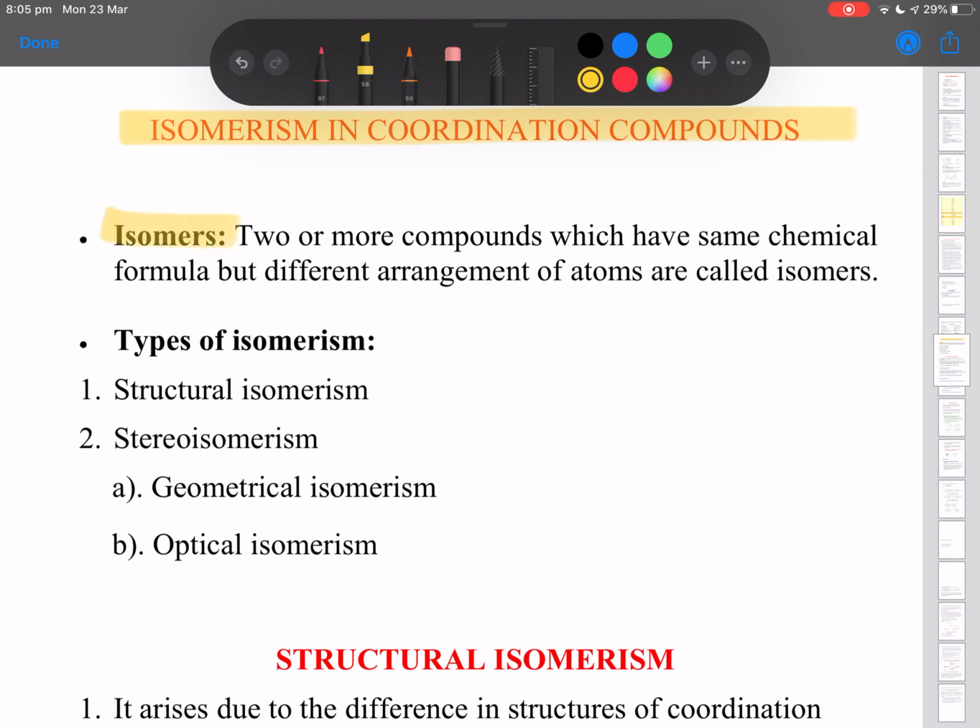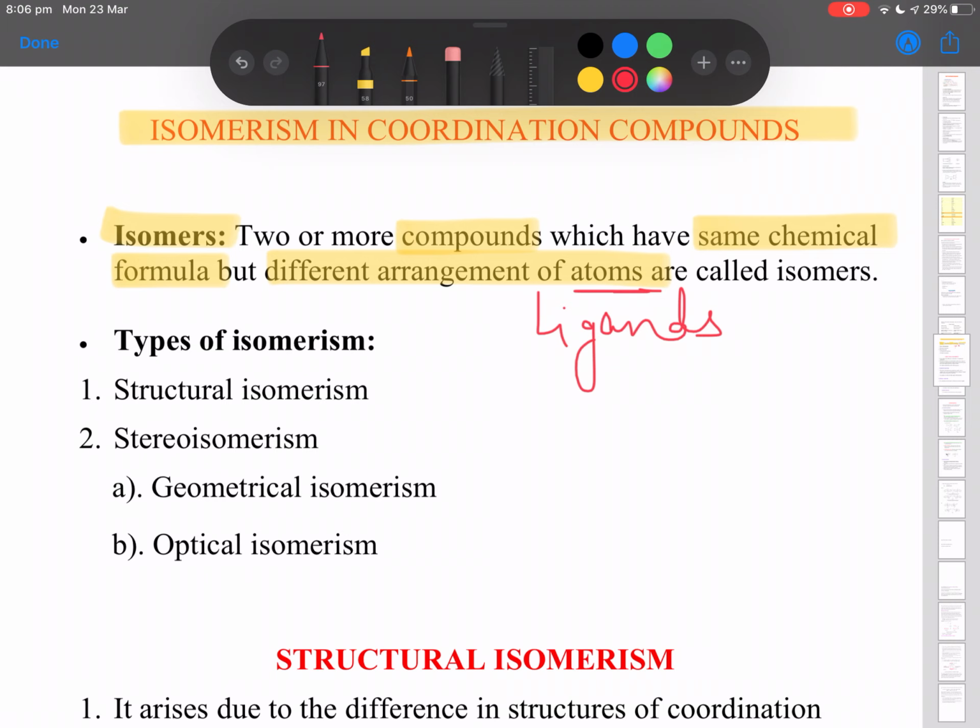Isomers are all such compounds which have the same molecular formula. Since they have the same molecular formula, they are going to have the same chemical properties. But their arrangement of atoms is totally different. Here, when I talk about the term atom, we mean ligands. Ligands are arranged in different ways around the metal atom, which gives rise to these isomers.